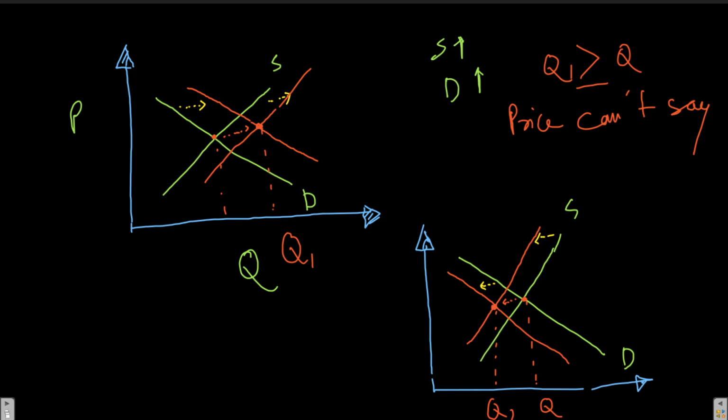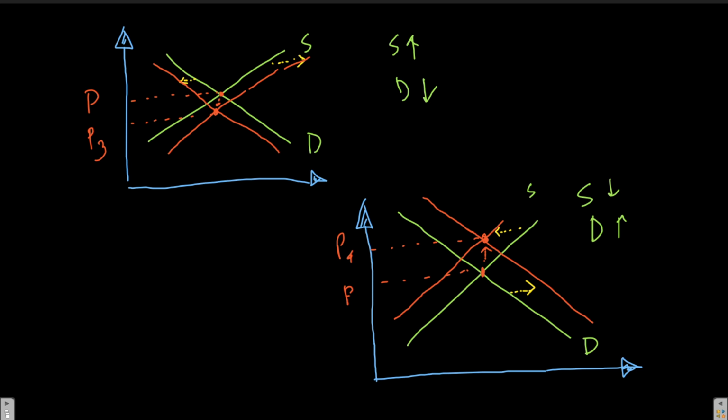Whereas this is a case where we had both supply and demand decreasing. So in this case, when the supply is decreasing and demand is decreasing, one thing for sure we can say: quantity is decreasing. So we can say Q2 is actually less than Q. But similar to the previous case, we can't say anything about the price because we don't know the quantum of shift for the supply curve and the demand curve. So we can't say anything about the price.